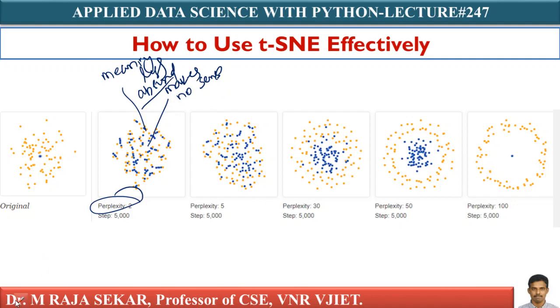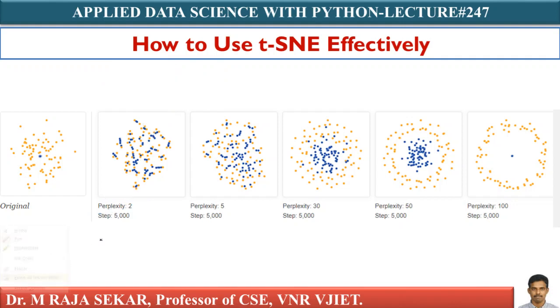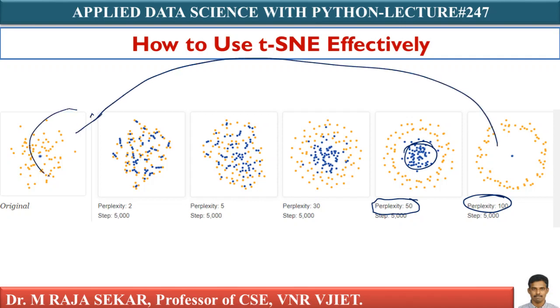Just see, as I keep on increasing my perplexity, for example in the case of perplexity 50, what's happening? My blue points are inside my orange points. But as soon as I increase my perplexity further, let me say perplexity is 100, I will not get exactly this shape. Let me compare the original shape and this shape. This is my original one. This is my shape or structure at perplexity equal to 100.